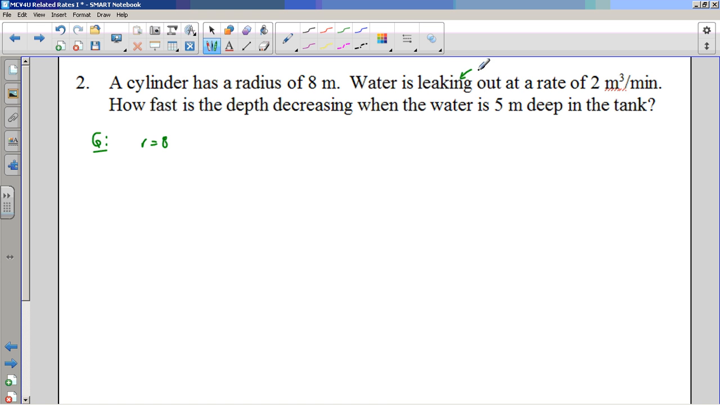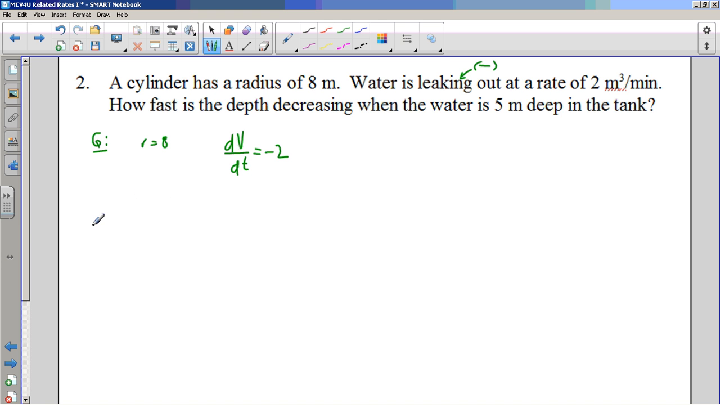Leaking out. That probably means it's negative, right? What's negative? Well, the volume is changing at a rate of 2 meters cubed per minute. That's dV/dt, with respect to time, in minutes, is equal to -2, right? How fast is the depth decreasing when the water is 5 meters deep in the tank?